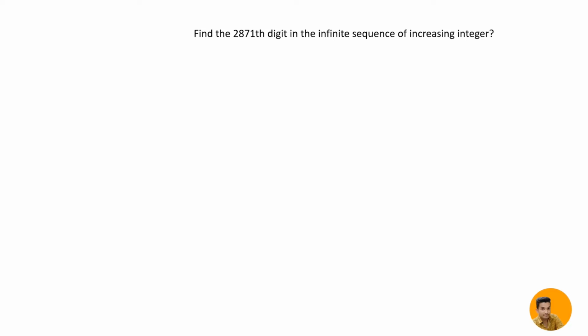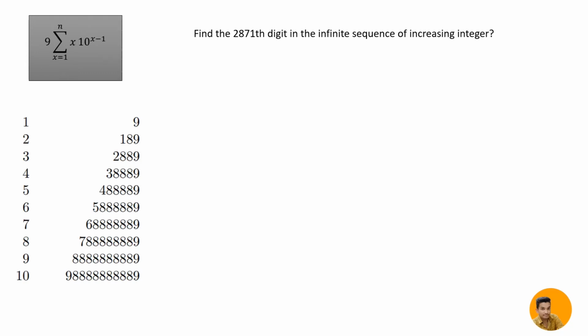The code is just very simple. So let's try to solve this question. This question says: find the 2871st digit in the infinite sequence of increasing integers. Do you remember this formula? If n is 1 and you put it into this formula, you get 9. If you put 2, you get 189. If you put 3, you get this, which I proved in the previous slide. And if you put 4, you will get this.